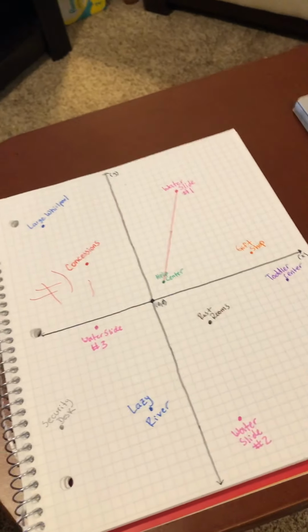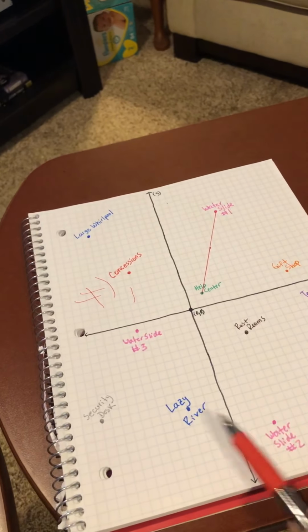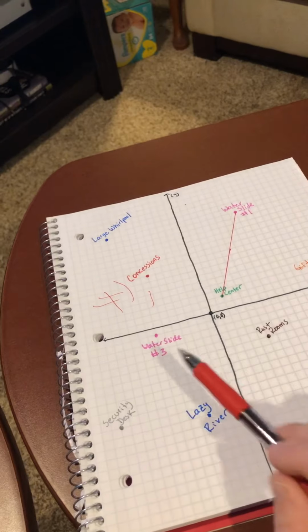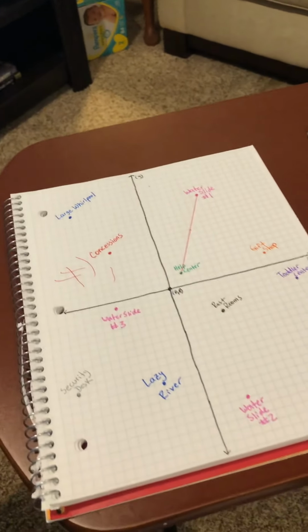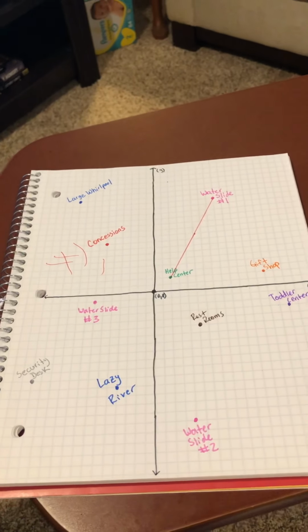And again, this is just an example. This is my example. Yours is going to look a little bit different. I randomly put the security desk, lazy river, water slides, just randomly all over my paper, okay? So yours is going to look a little bit different than mine, but here is an example of mine.